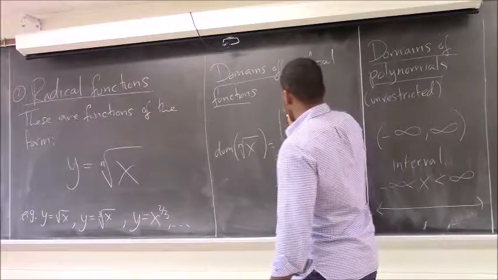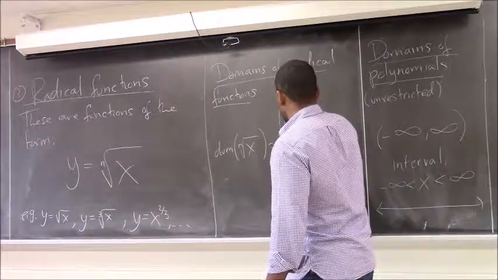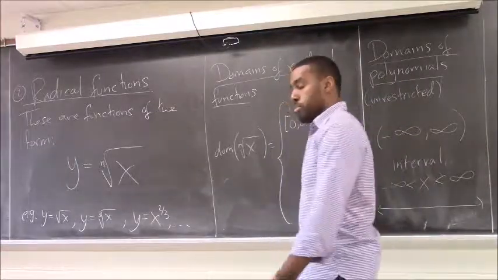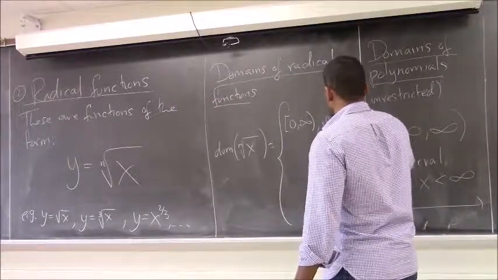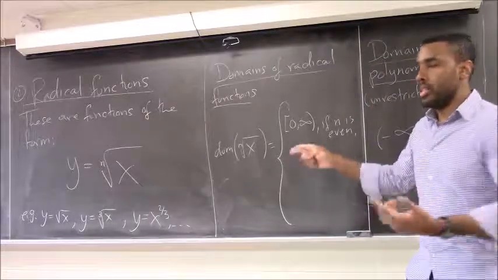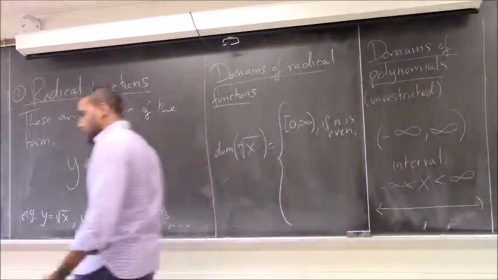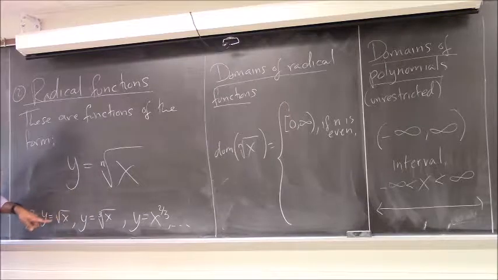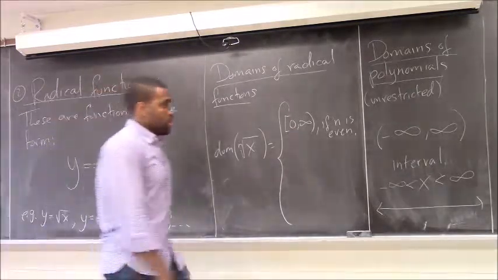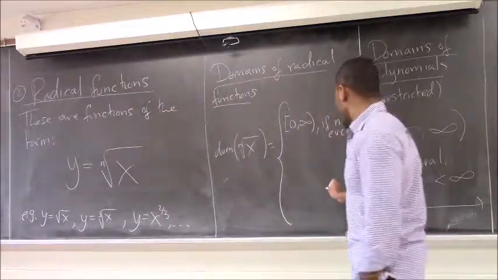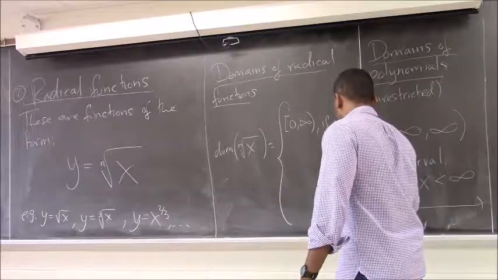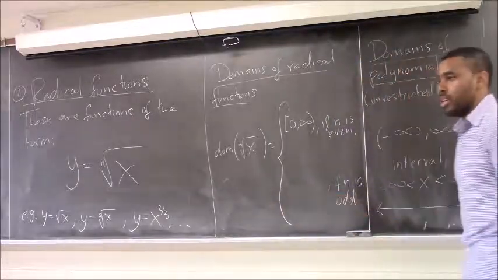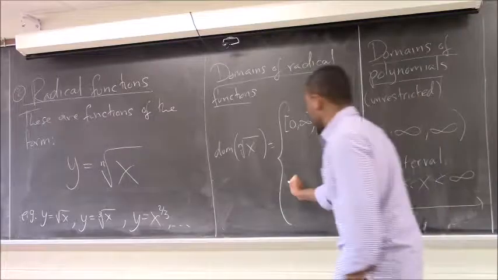It will only be from 0 to infinity, 0 or bigger, if n is even. That means n is 2, 4, 6, 8, 10, 12, and so on. Notice that when n is 2, you actually don't write it. So this actually means n is 2. However, if n is odd, this means n looks like 1, 3, 5, 7, 9, and so on, it actually works everywhere.